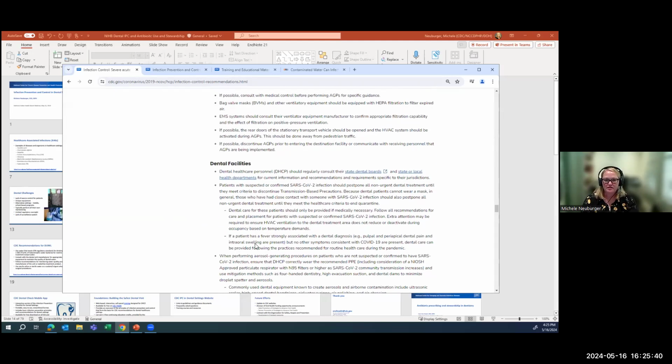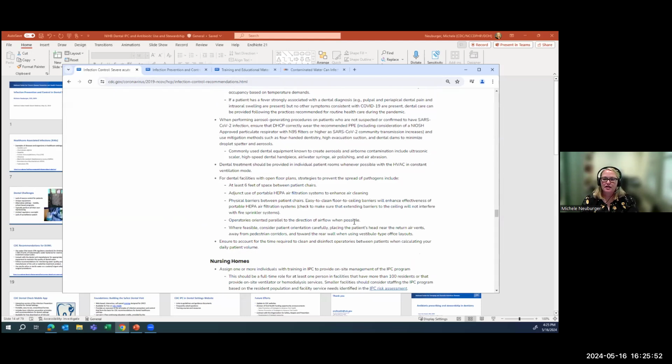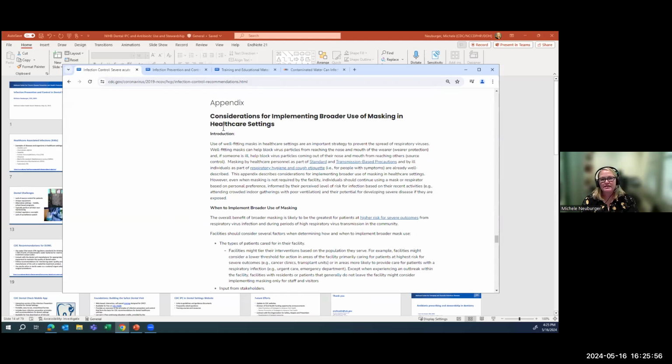So here are dental considerations, and here's where we say it should only be provided if medically necessary to someone who is sick. And down here, we also have an appendix, and here's some considerations you can take into account if you'd like to have broader use of masking in your facility. So there's a lot of information in here to go over.